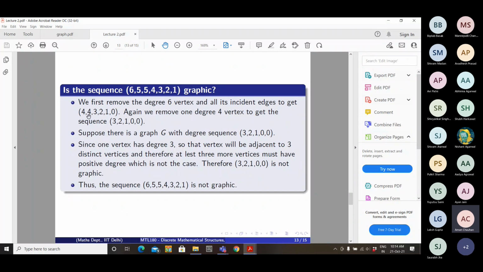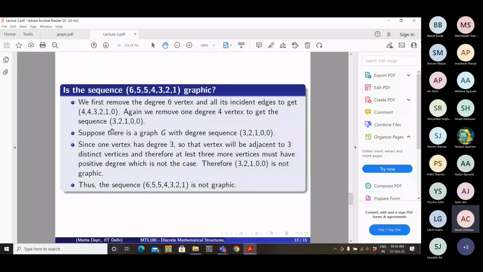Okay, so if we again apply Havel-Hakimi theorem, this sequence is graphic if and only if 4 minus 1, 3 minus 1, 2 minus 1, 1 minus 1, and 0 is graphic, means 3 2 1 0 0 is graphic. Okay. So now if we look at this degree sequence, here we have one vertex of degree 3. So this vertex must be adjacent to 3 other vertices. So means that in this degree sequence, there must be 3 vertices with non-zero degree. But it is not the case because we have only 2 vertices with non-zero degree. So this is not graphical, right?